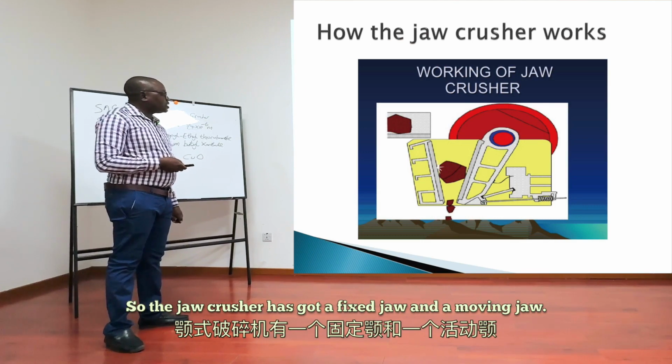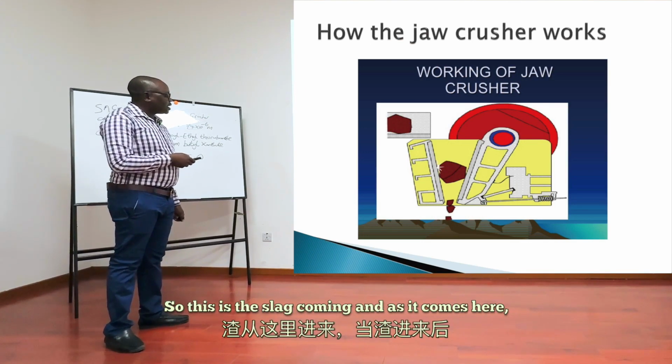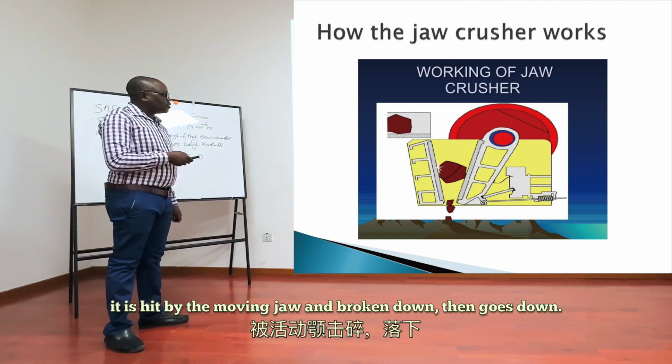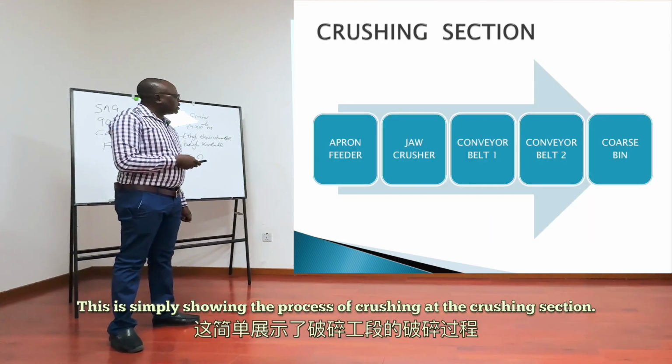The jaw crusher has a fixed jaw and a moving jaw. So this is the slag coming, and as it comes here, it is hit by the moving jaw and broken down, then it goes down. This is simply showing the process of crushing at the crushing section.